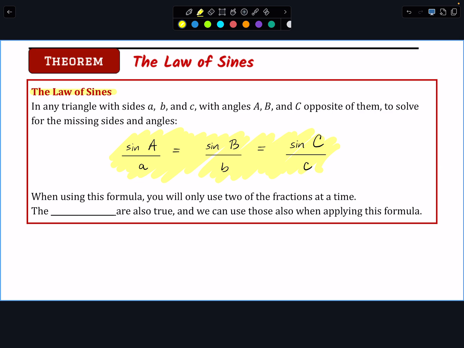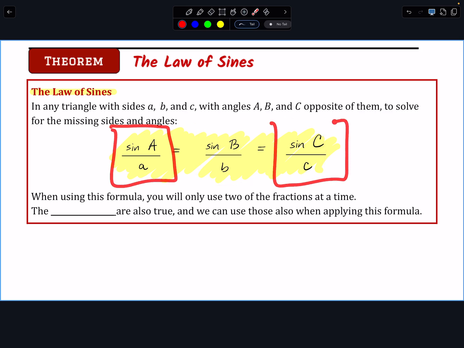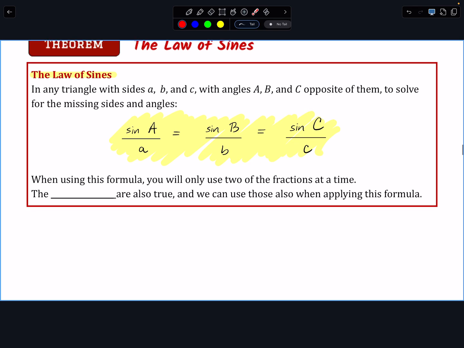Now, how many fractions do you guys see? 3. In order to use this formula, you can use any of the 2 fractions. So you can say these 2 equal each other and solve what you're missing. These 2 are equal to each other and solve for what you're missing. Or you can say the first one is equal to the last one and solve for what you're missing. Does that make sense? Okay. So you only need to use 2 fractions at a time.